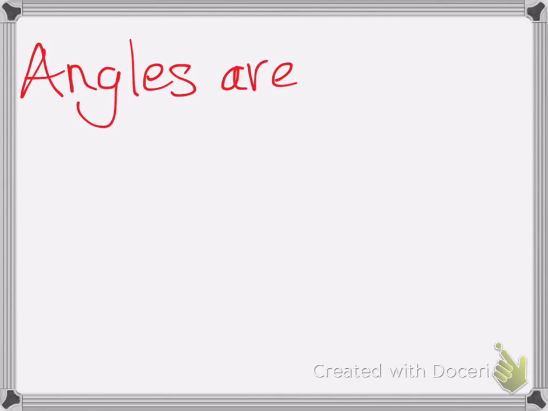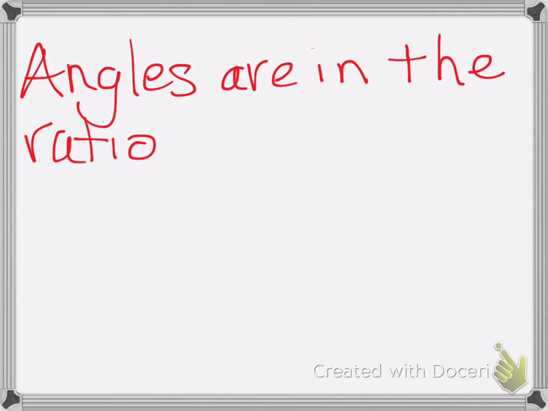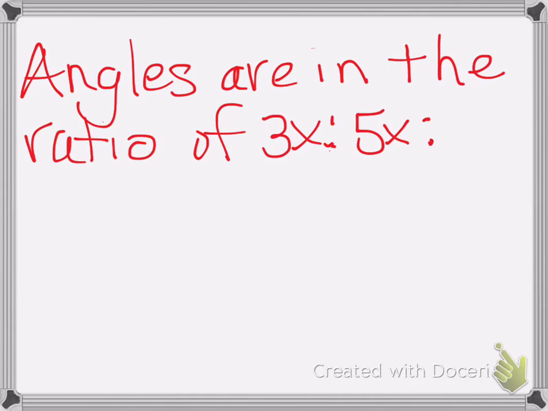Okay, there is another kind that is not in the notes that you have in your composition book that says that the angles are in the ratio of 3x to 5x to 7x. What they're describing is a triangle whose angles are multiplied by the same number.